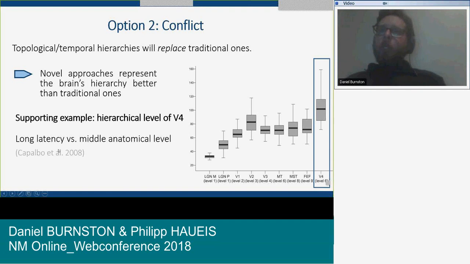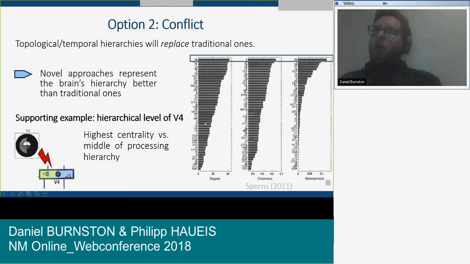did was they just looked at latency. So how long does it take information about a visual stimulus to reach a particular area of the visual cortex? And what was really interesting about this is that V4 actually has the longest latency. Its latency is longer than areas that are after it in the traditional hierarchy. So this is a data point that we take to be in conflict with this idea of a serial processing hierarchy, because if that were true, then V4 should be earlier than these other areas.